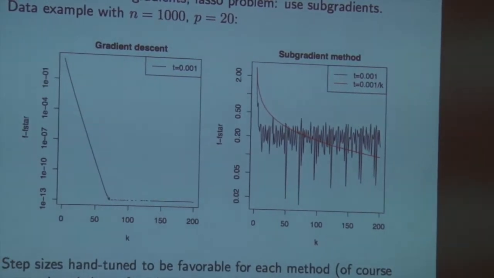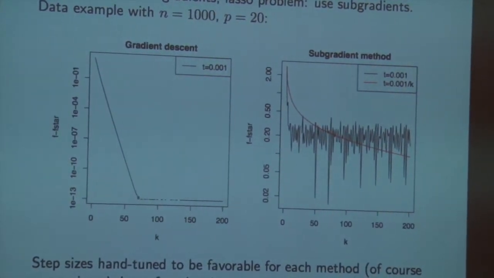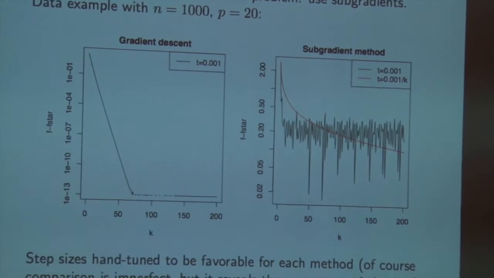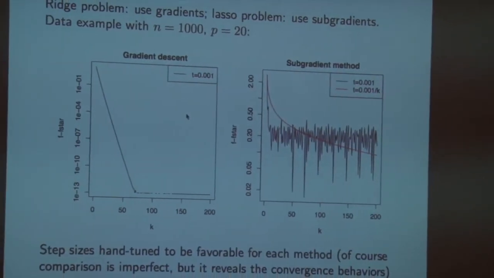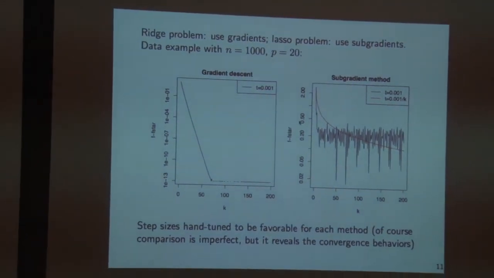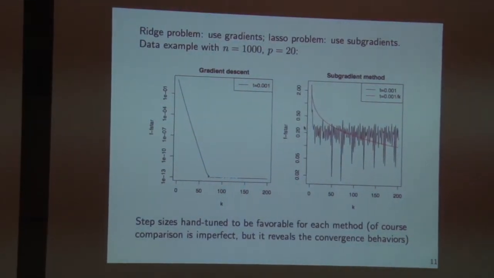We're going to see a much better way to solve this logistic regression problem with an L1 penalty next time that actually recovers this kind of convergence behavior. But so far, if all we know is subgradient method, we're kind of stuck with this regime of convergence.